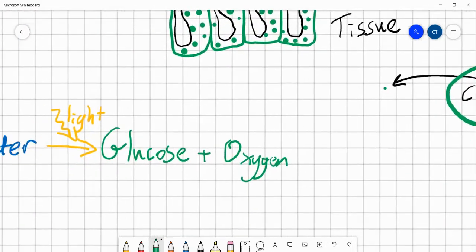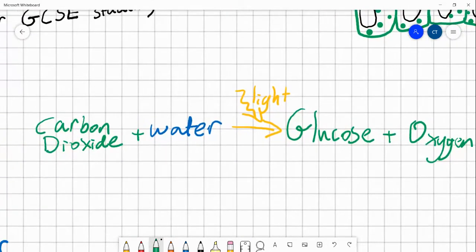So what is the equation for photosynthesis? It's this: carbon dioxide plus water becomes glucose and oxygen. But really, really importantly, it requires light.